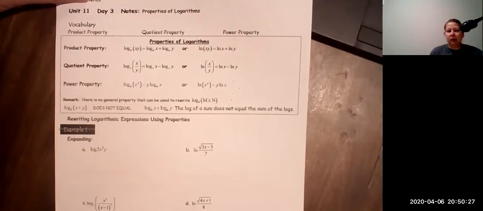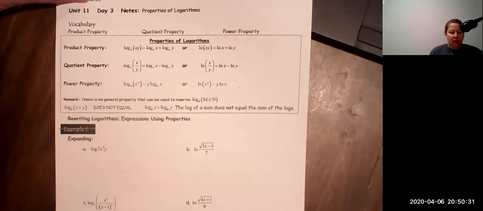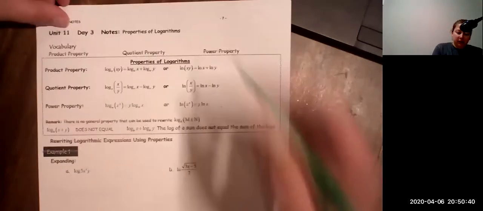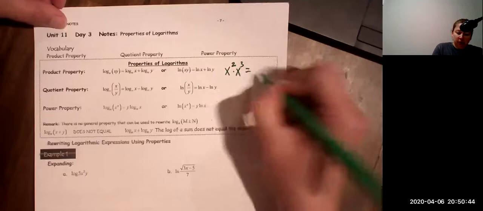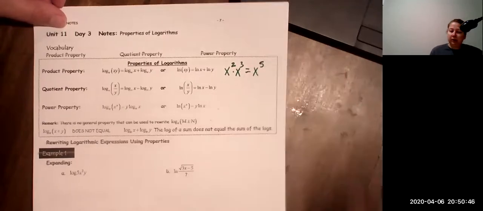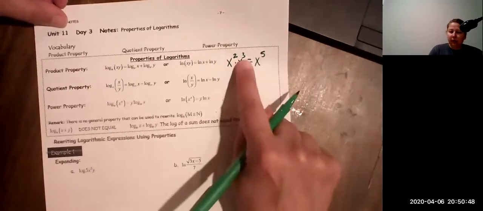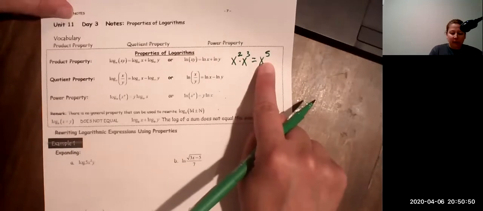So basically a logarithm is an exponent. If you know your rules, we just did exponents in the last little section. When you multiply two things with exponents on them together, say if you had x squared times x cubed, you get x to the fifth. So when you multiply exponents, you add. The same thing happens with logs.